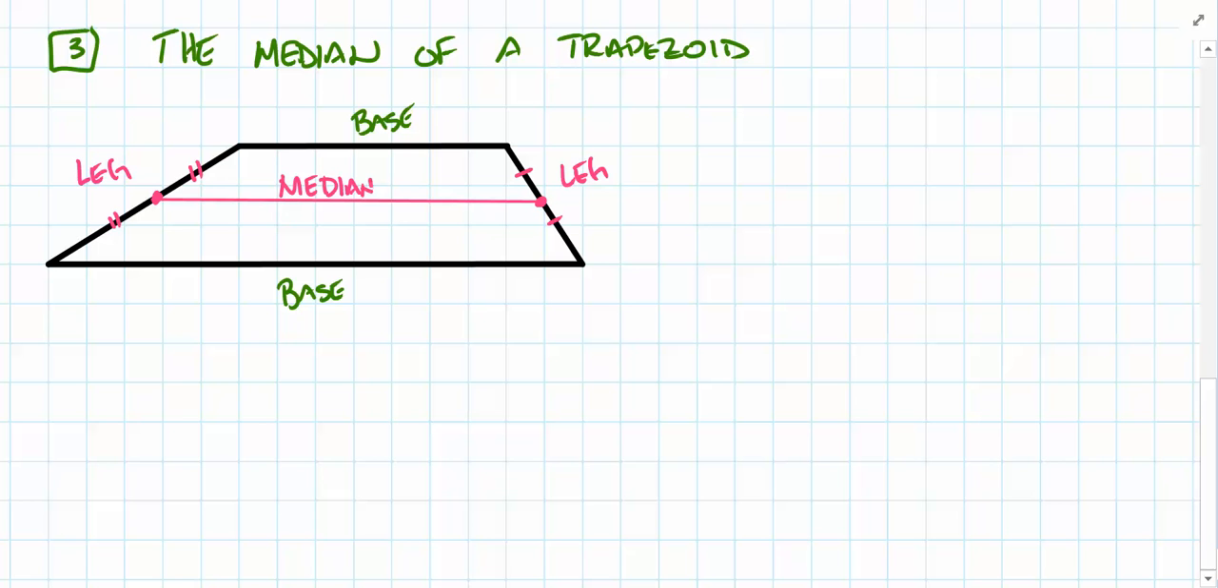Okay, so this piece right here, this is called your median. That is your median of the trapezoid. It's the segment that connects midpoints. And there are 2 theorems that come along with that. We'll take care of both of them right now. So here are the 2 theorems that we're talking about.